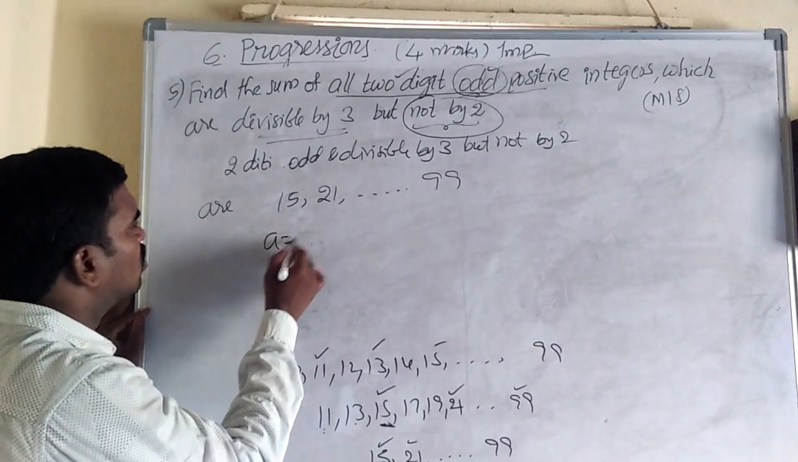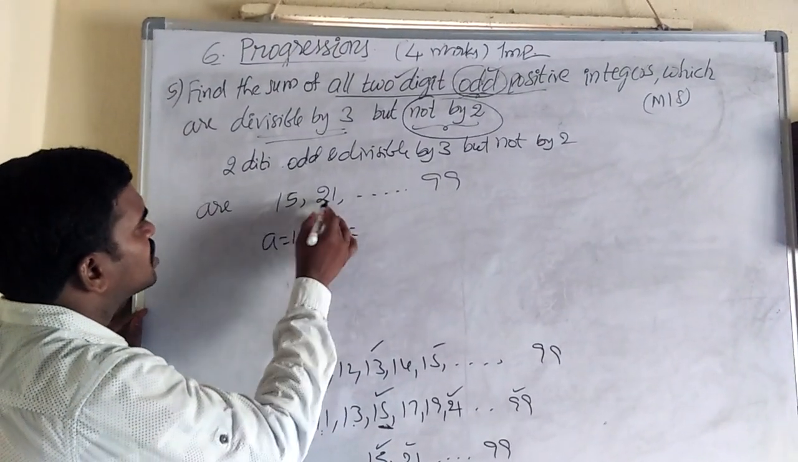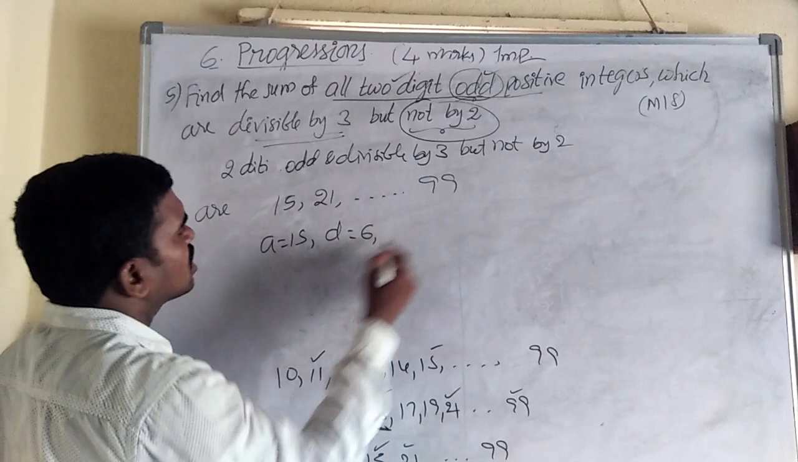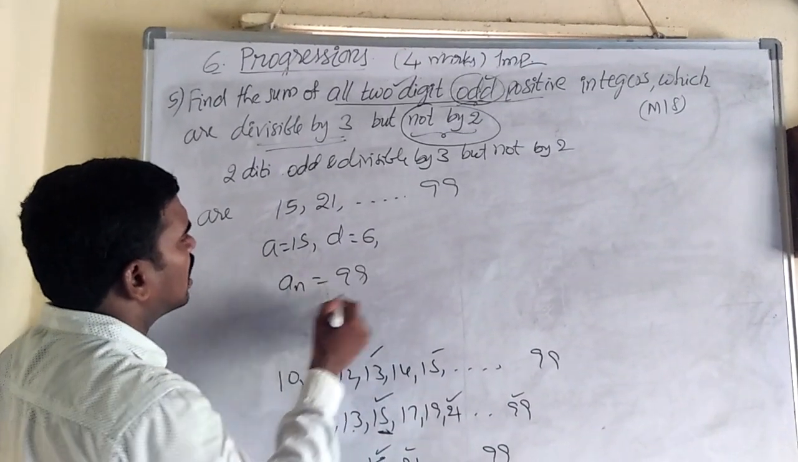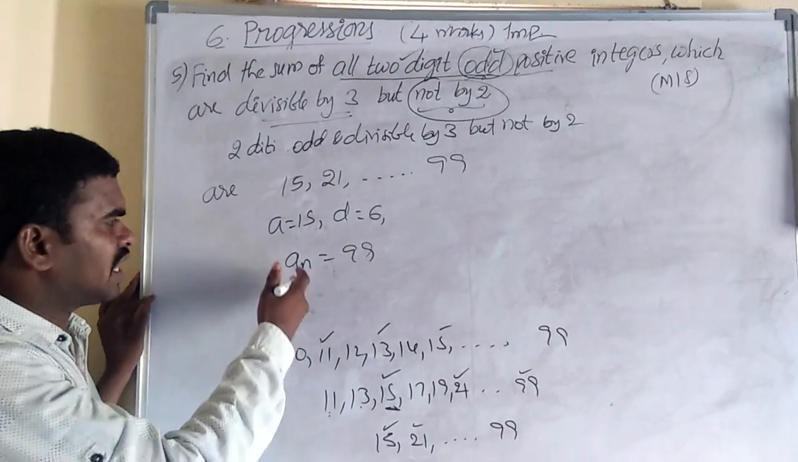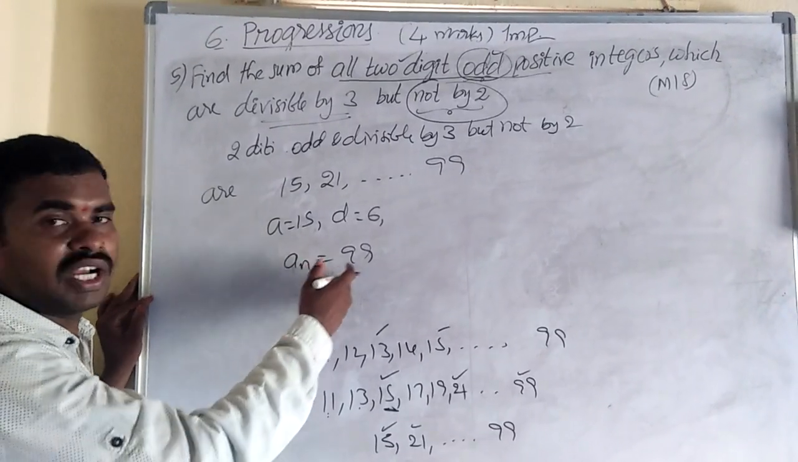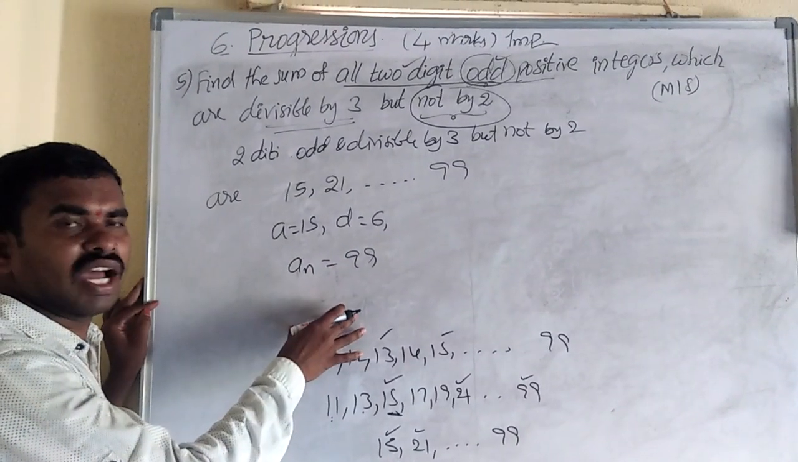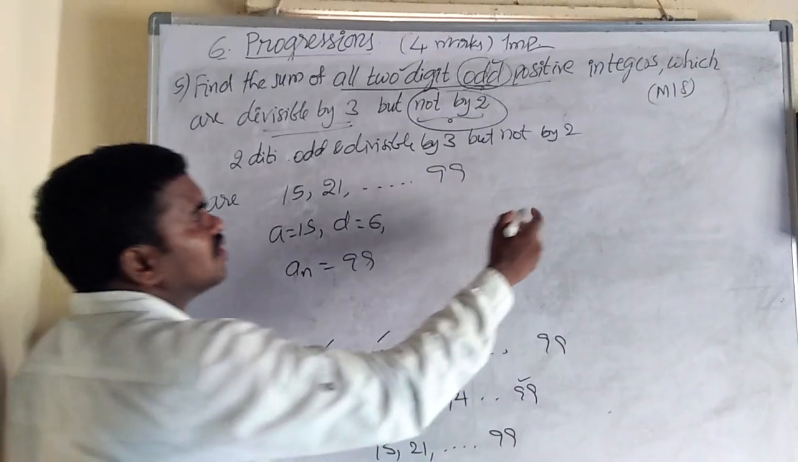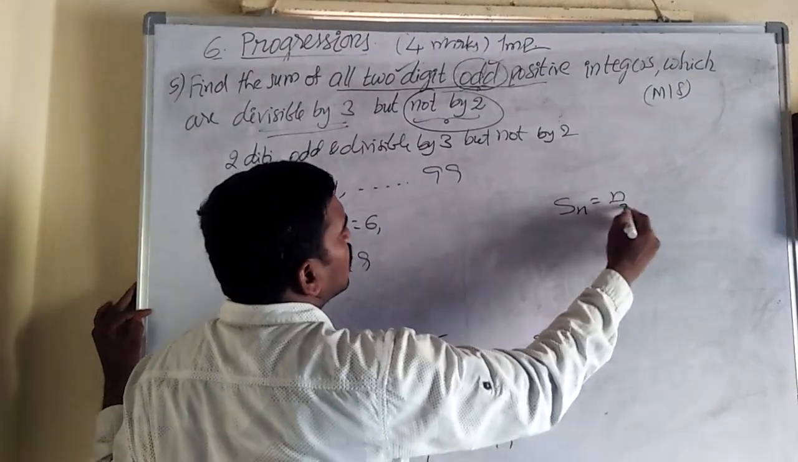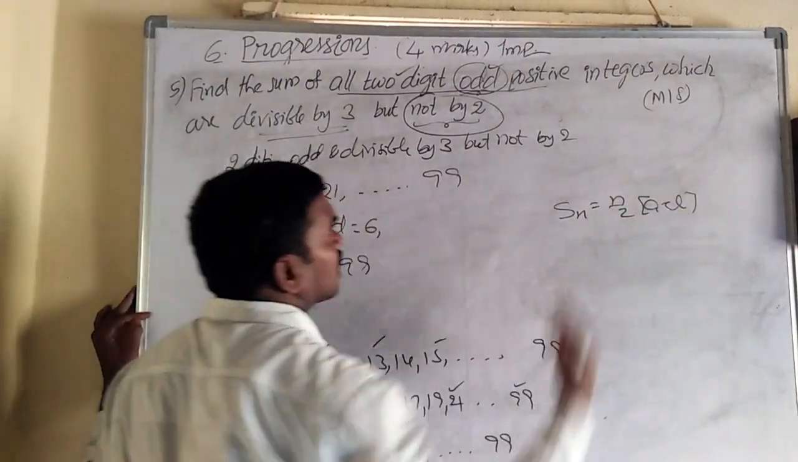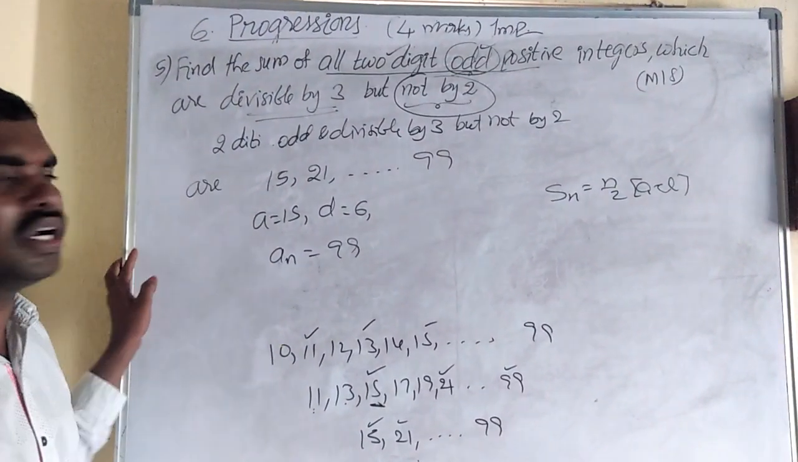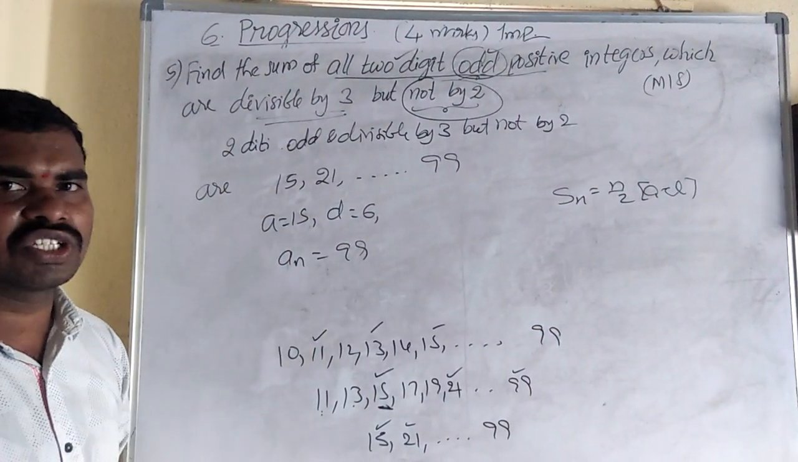What is the first term? A equal to 15. Common difference D equal to how much? 6. The last term L equal to how much? 99. Okay? Use the nth term formula: A plus (n minus 1) D is equal to 99. From that you will get the n value. After getting n, substitute in Sn equal to n by 2 into (A plus L). You will get the answer. I think no need to explain. I am going to take one more question.